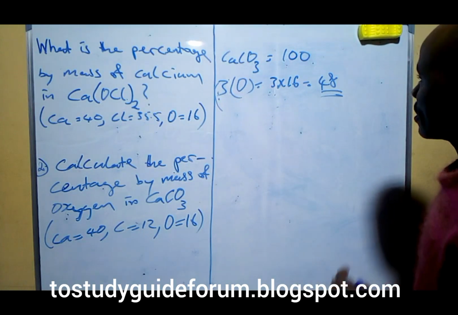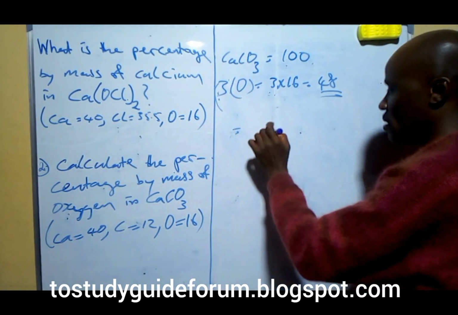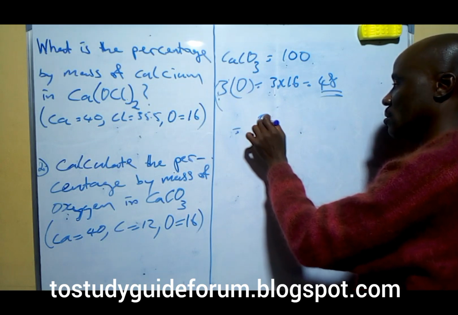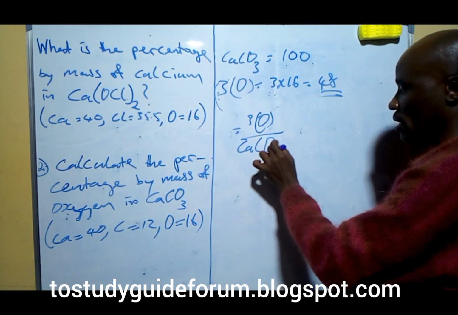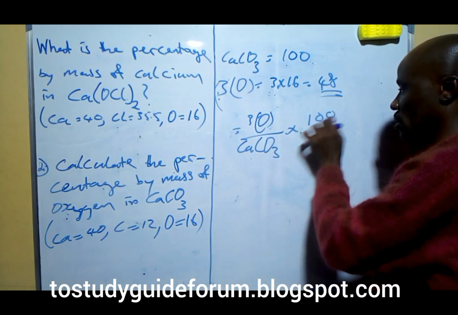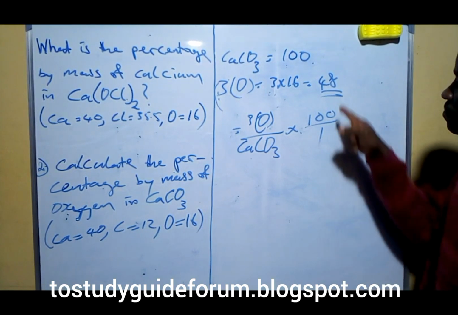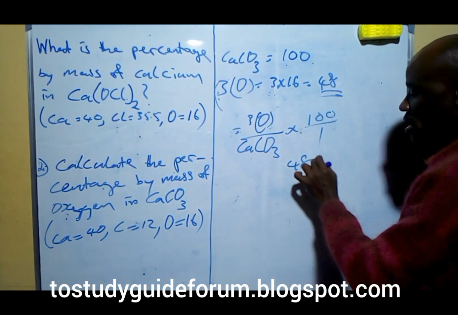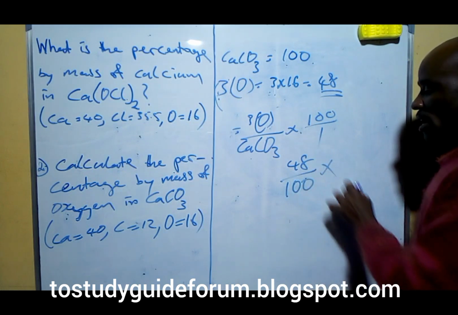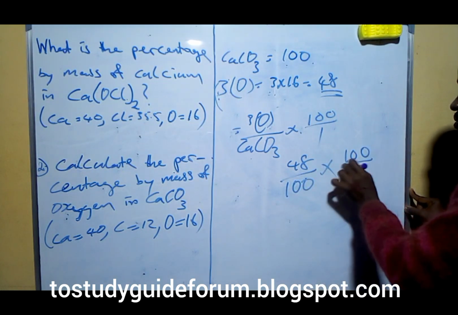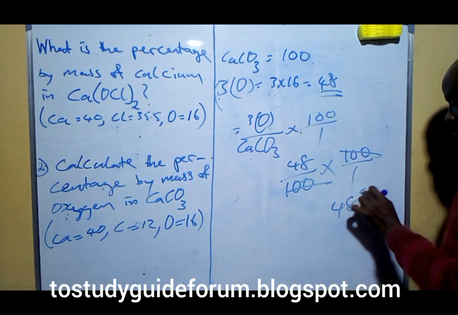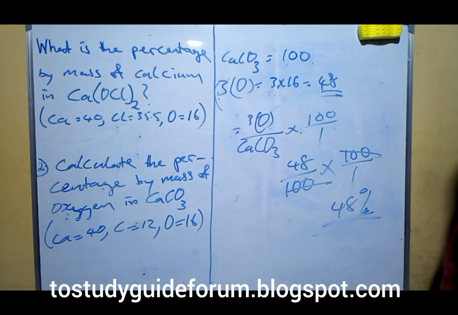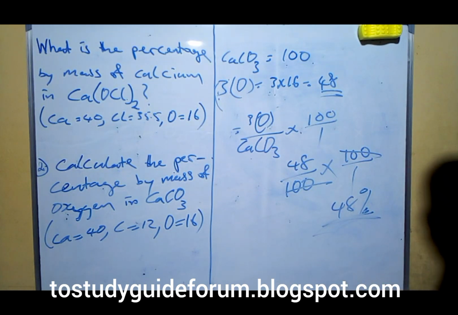So the next one is that we'll come over. We know that it will give us oxygen, which is 3, all over calcium trioxocarbonate, times 100 over 1. We know that this one is 48 over the total, times 100 over 1. So when we cancel out, we will have the answer. That is what we have here.